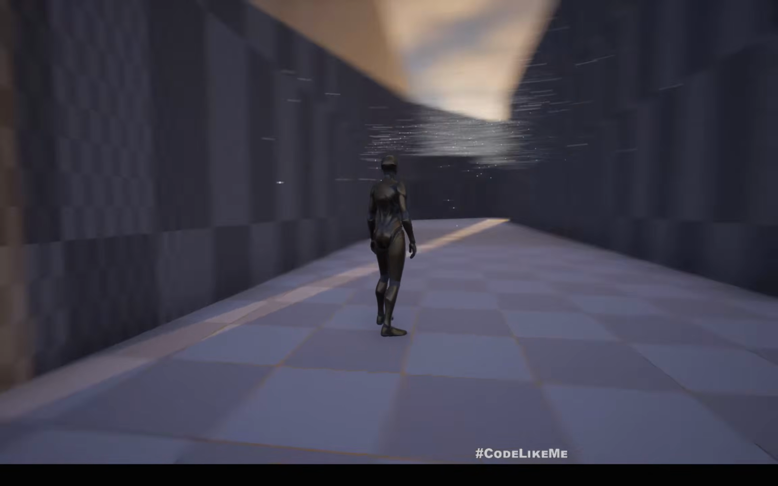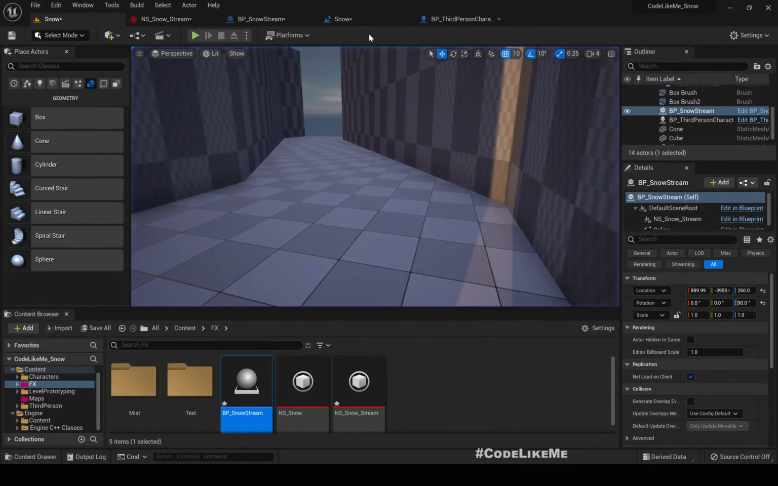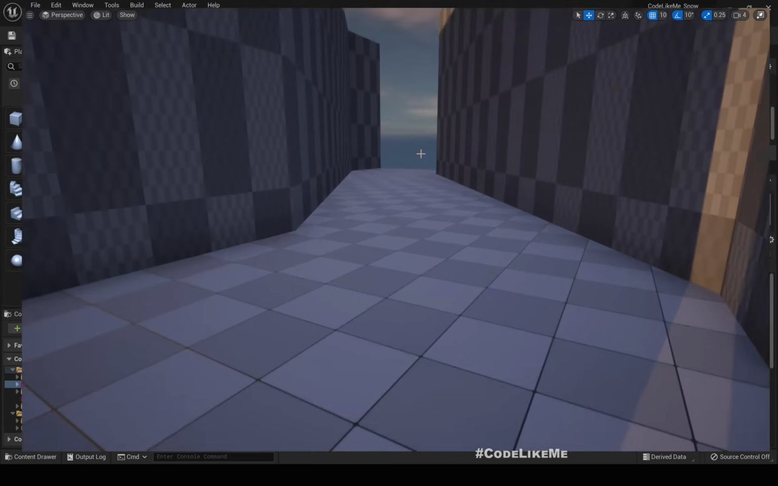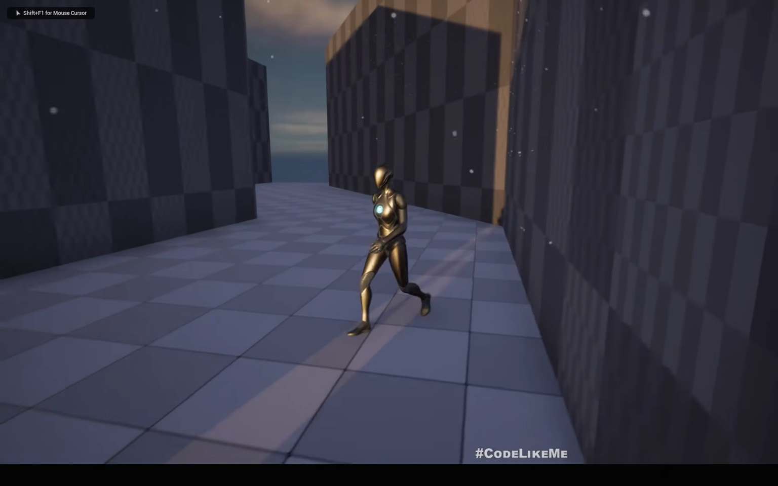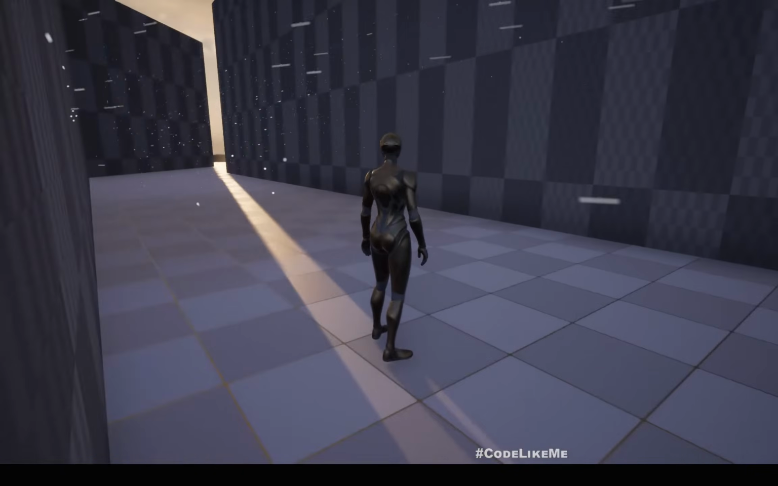Well, that doesn't look good. That's not really. Maybe 0.06. Yeah, that seems better.